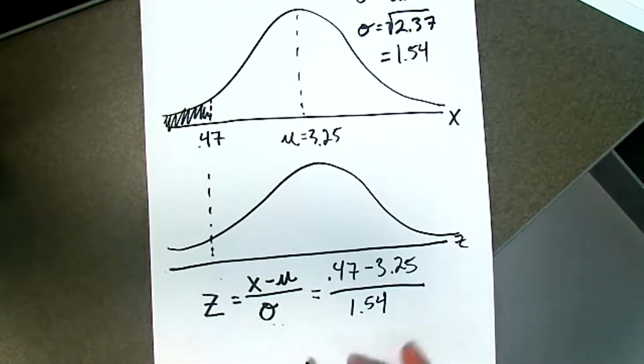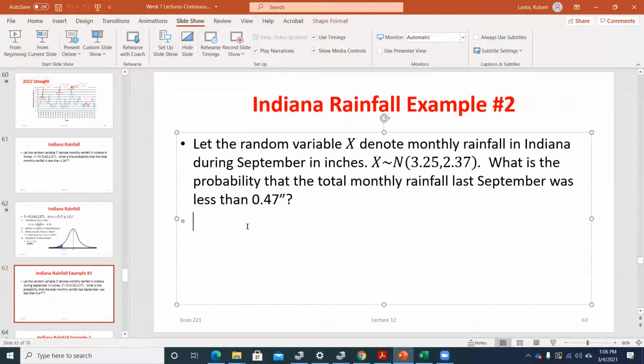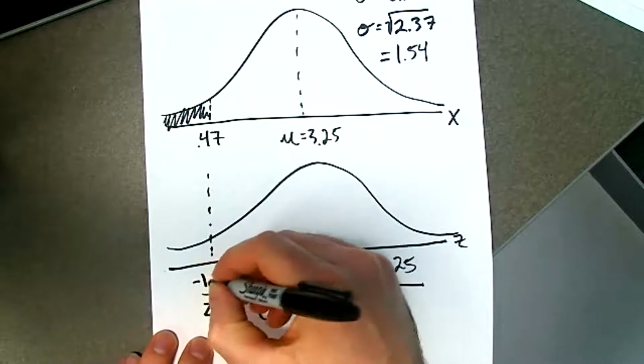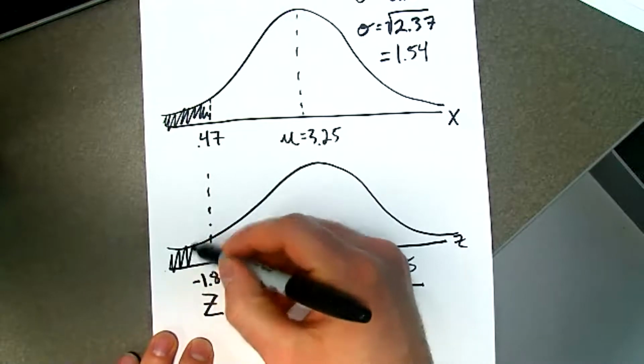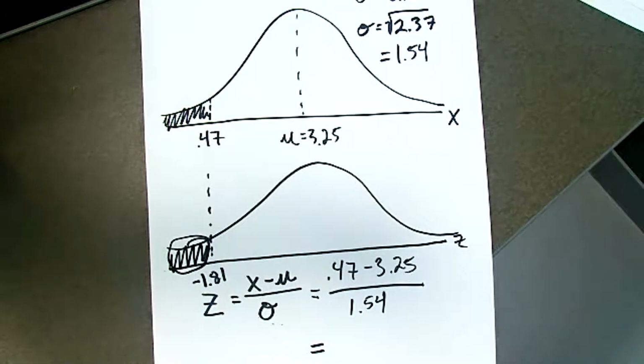That will give us this z-score value. So if we plug that into our calculator, we should end up with about negative 1.81. So we plotted that and found our z-score. Now it's just a matter of looking it up in the table. The table will tell me the area to the left.